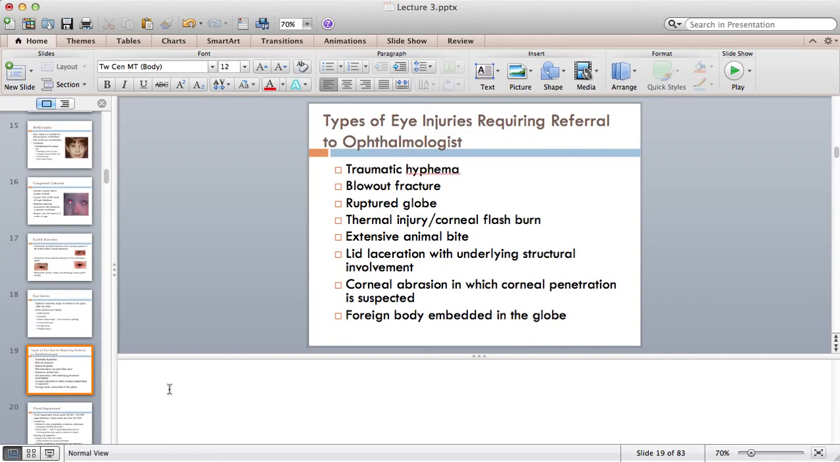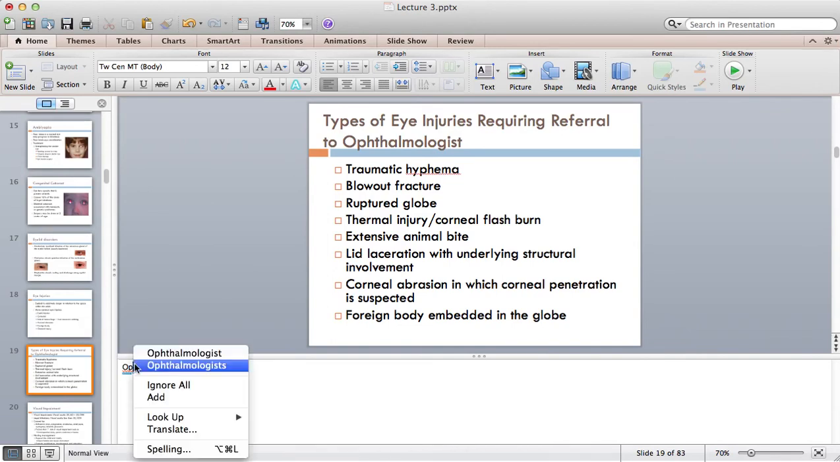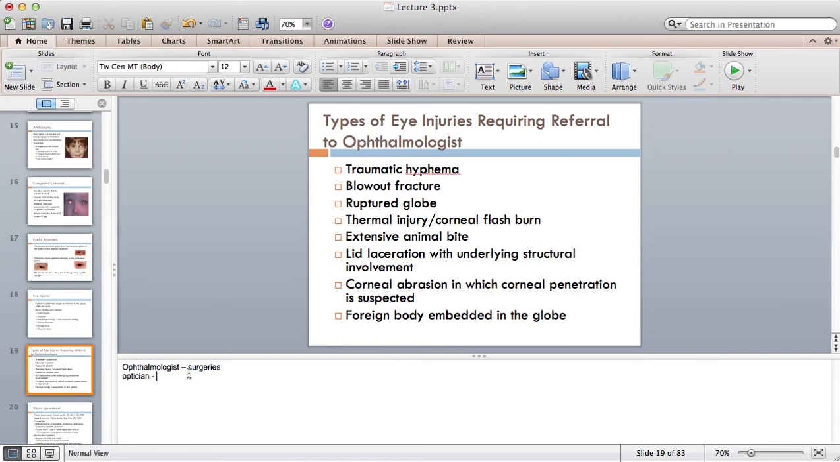Opticians, they can do the refractions, test your eyes for the type of glasses you can wear, and they can prescribe your eyeglasses. But they cannot do the surgery. If I need any surgery, cataract extraction, or anything whatsoever, they cannot. I better go to the ophthalmologist. So any of these warrants a visit to the ophthalmologist, not the optician.